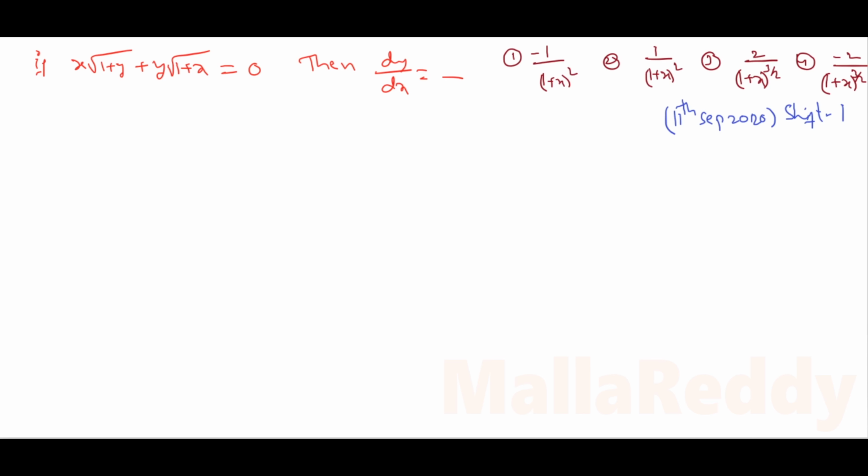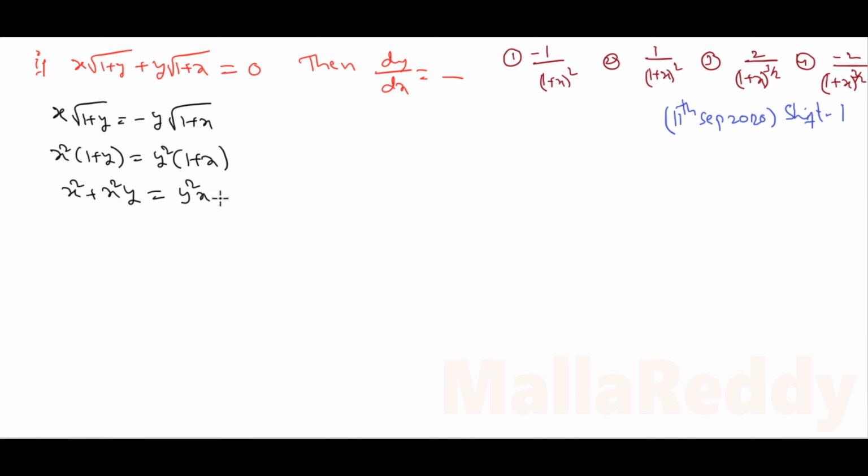x root 1 plus y plus y root 1 plus x is equal to 0. Then the value of dy by dx is dash. So this problem is from 11th September 2020, shift 1. Here is given x root 1 plus y plus y root 1 plus x is equal to 0. So this is x into root 1 plus y is equal to minus y into root 1 plus x. Squaring on both sides, that is x square into 1 plus y, that is y square into 1 plus x. So x square plus x square into y, x square y is equal to y square x plus y square.